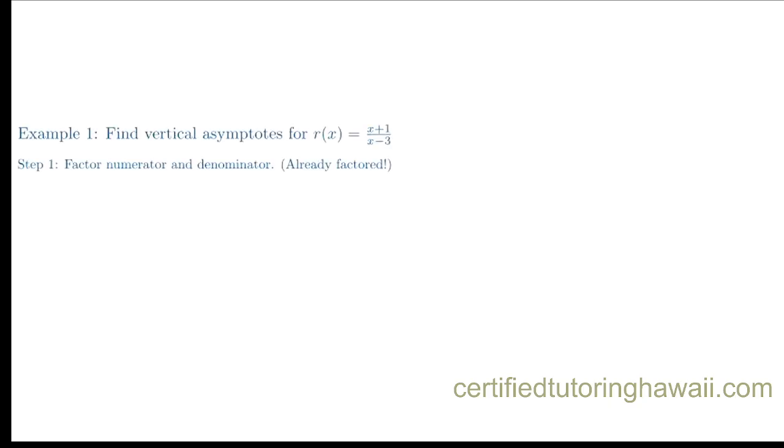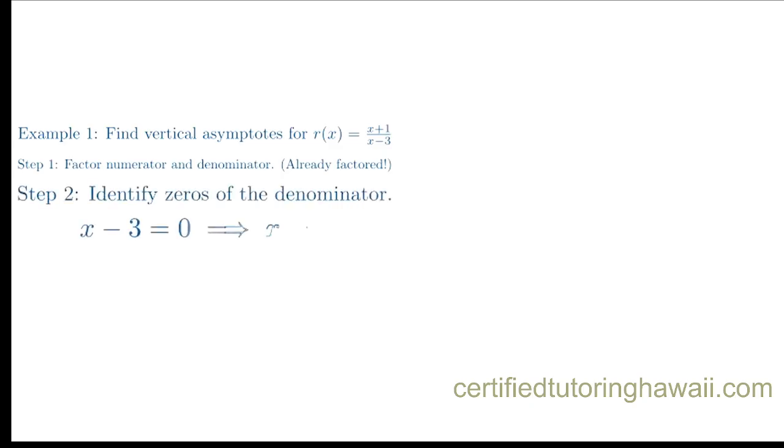Let's put this into practice. We'll use a step-by-step process to find vertical asymptotes. Our first example is r of x equals the quantity x plus 1 divided by the quantity x minus 3. The first step is to factor the numerator and denominator completely. In this case, both are already simple linear factors, so there's nothing more to do here. Next, we identify the zeros of the denominator. We set x minus 3 equal to 0, and we find that x equals 3. This is our potential asymptote.